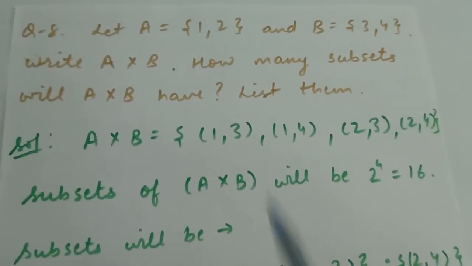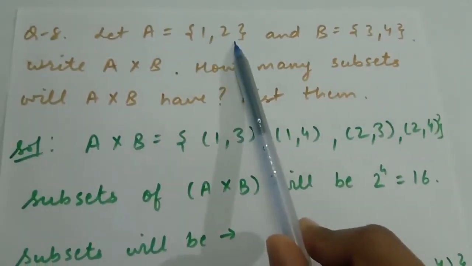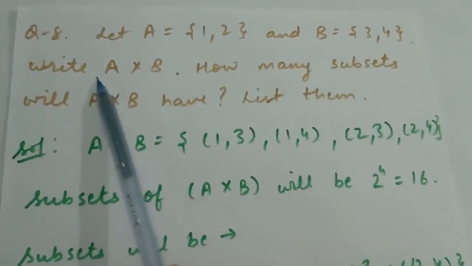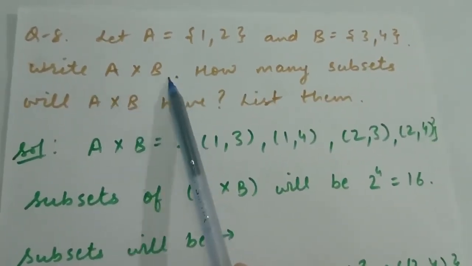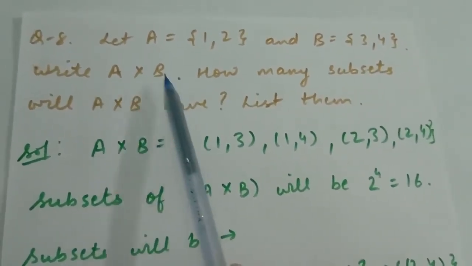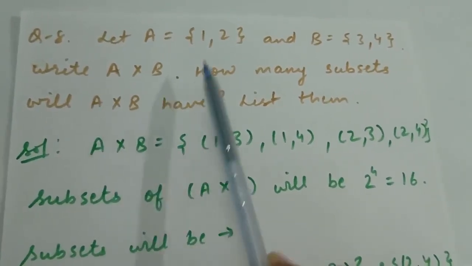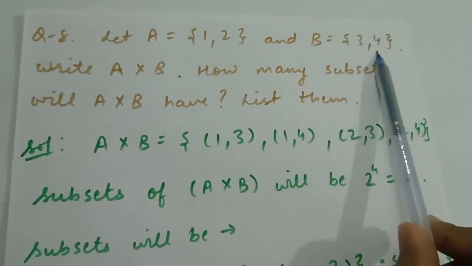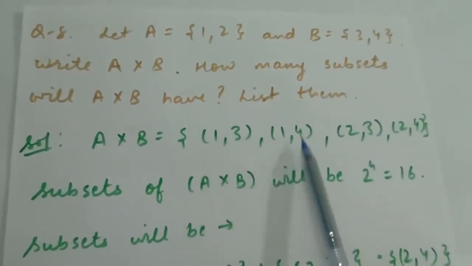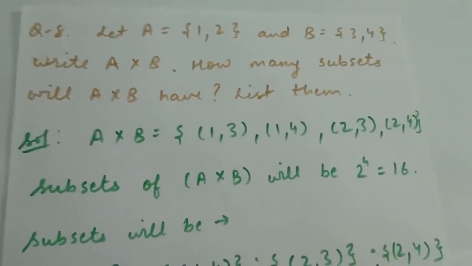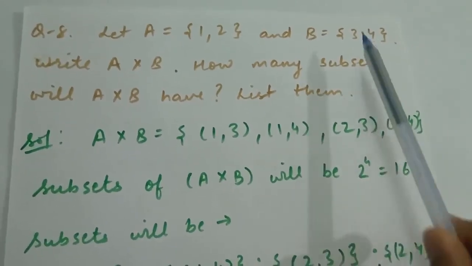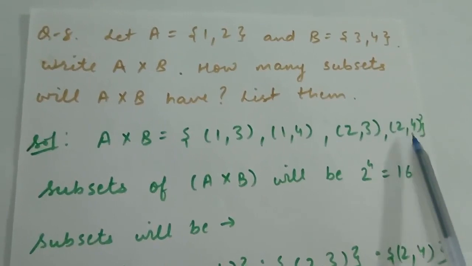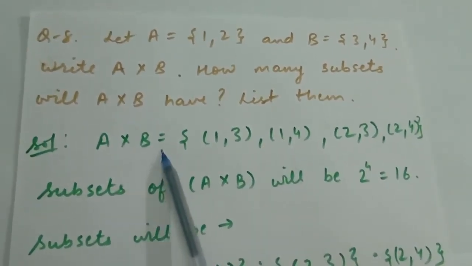Number 8. Let A be the set {1, 2} and B be the set {3, 4}. Write A cross B. So first of all we have to write A cross B. A cross B will be the first element of A with all the elements of B, so (1, 3), (1, 4). Then the second element of A, that is 2, with all the elements of B, that is (2, 3), (2, 4). So this is our A cross B.